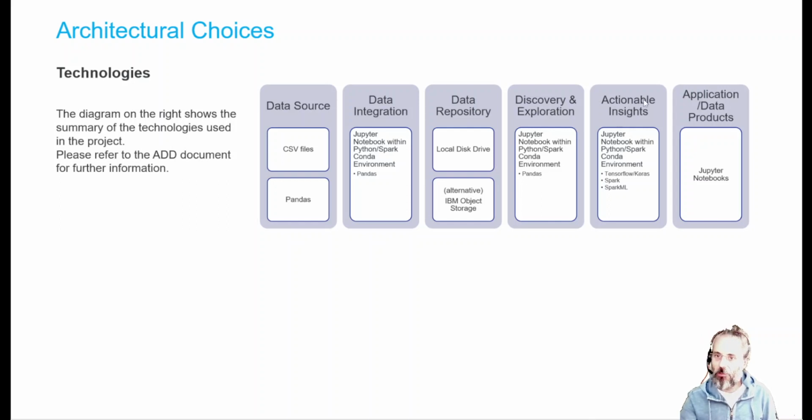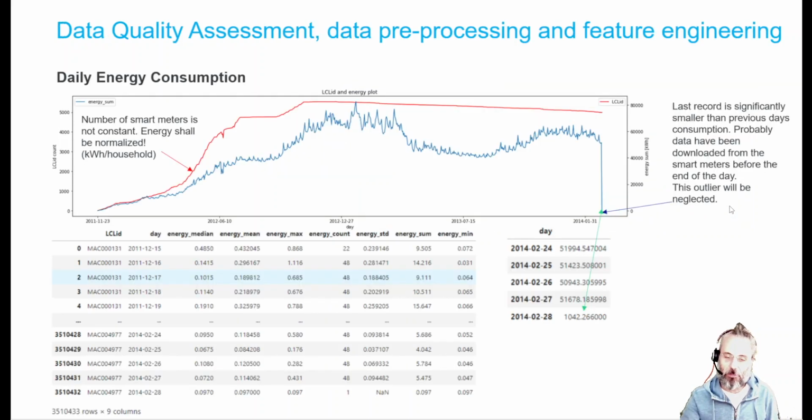But when we go to actionable insights, then we switch to TensorFlow and Keras for the deep learning model and Spark for the machine learning model. Finally, the data products are the six Jupyter notebooks that can be used for the prediction.